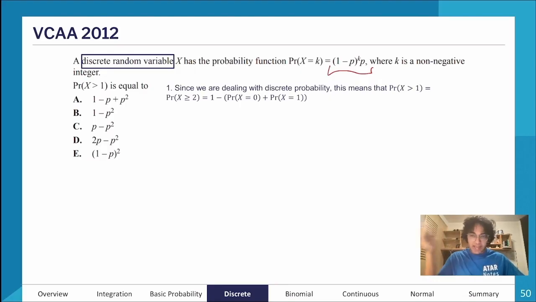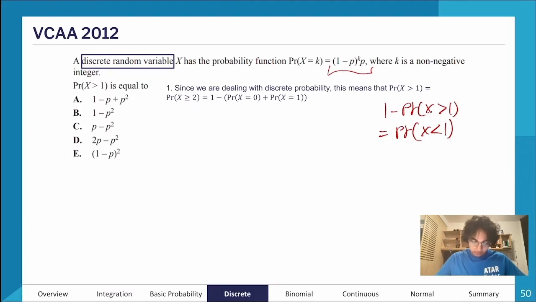This could have 10 possible values. So maybe it goes 1, 2, 3, 4, 5, 6, 7, 8, 9, 10. Maybe it goes to 12. Maybe it goes to 13. I don't know where that upper bound is, right? So I can't just keep adding things. What I do know is that 1 minus the probability of X less than 1 is sort of like the flip, right? This is just equal to the probability of X is less than 1, right? So I can use that to work this out, which is what I've done here, right?